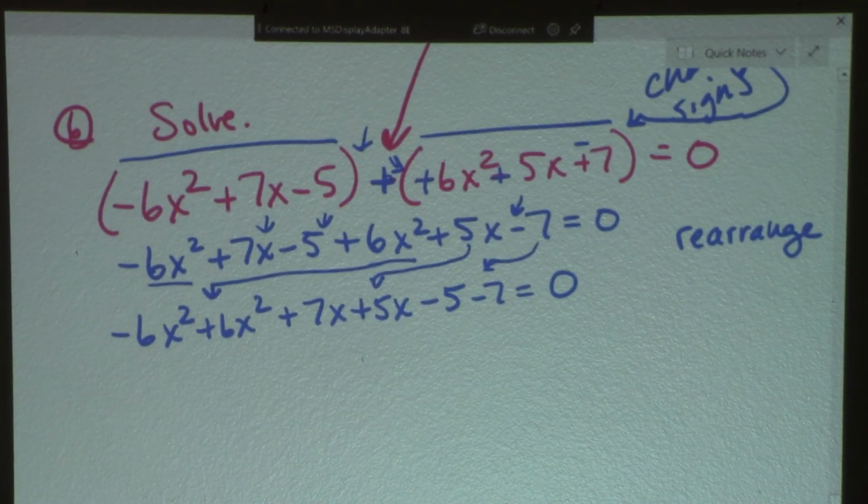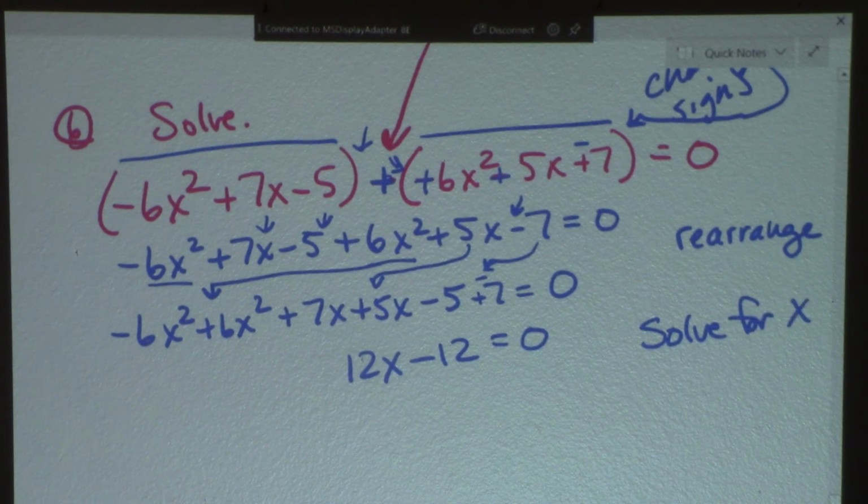Now I can combine like terms of things that are next to each other. So a negative 6 and a positive 6, those cancel. So now I have 7x and 5x, which is 12x. And negative 5 and negative 7, cross the line, change the sign, I get minus 12 equals 0. Now all of a sudden you have a problem you're familiar with solving, right? So now we want to solve for x.